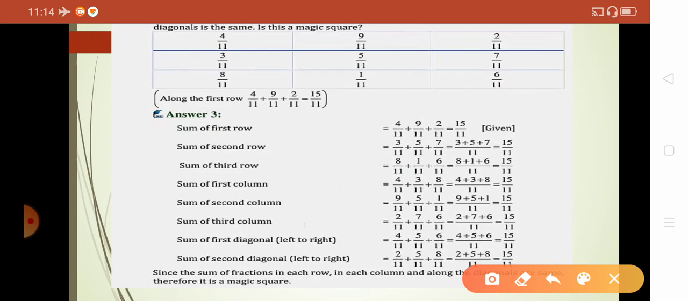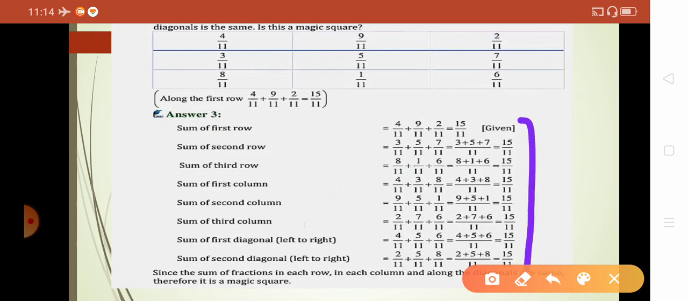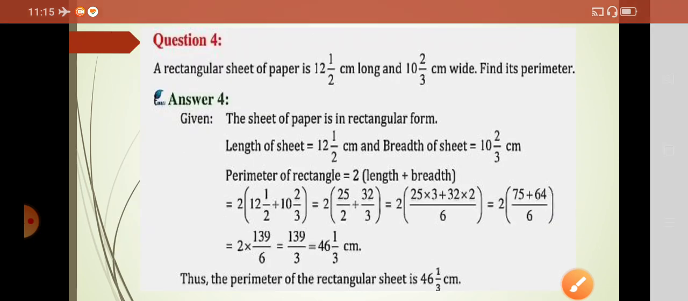Now for diagonals. For the first diagonal, 4 by 11 plus 5 by 11 plus 6 by 11. As 4 plus 6, 10. 10 plus 5, 15 by 11. And for the second diagonal, 8 plus 5 plus 2. As 8 plus 2, 10. 10 plus 5, 15, again 15 by 11. So all the rows, all the columns and all the diagonals have the same value. That means we can say that this is a magic square.